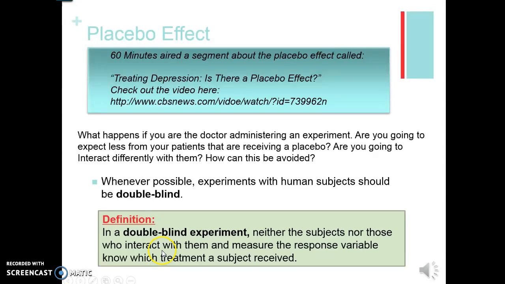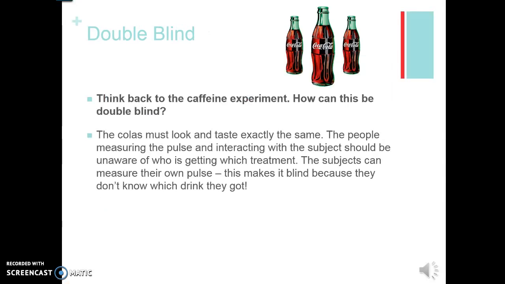So that's double blind. That means when they measure their response, they're just looking for a response. They have no idea who got the treatment and who didn't. That's double blind, and then just the researchers behind the scenes, behind the glass wall, would know which patients got the placebo and which got the regular drug. All right, so let's just take a minute and think back to our caffeine experiment.